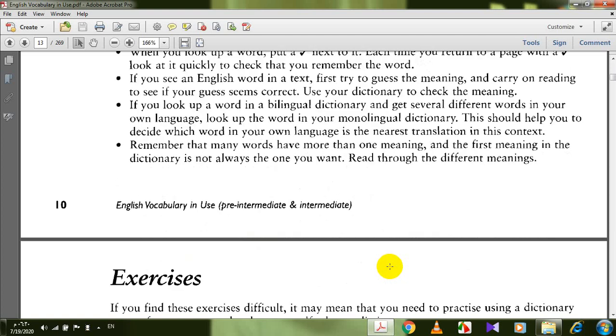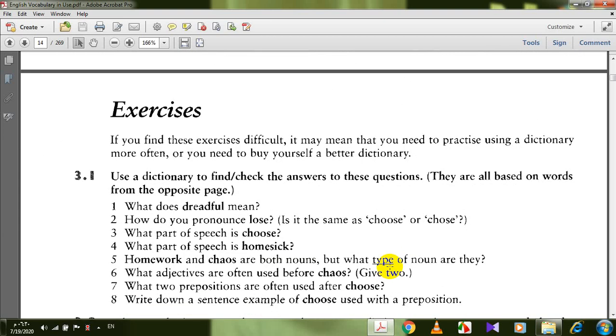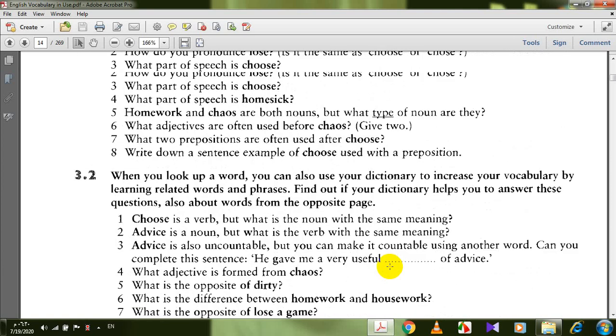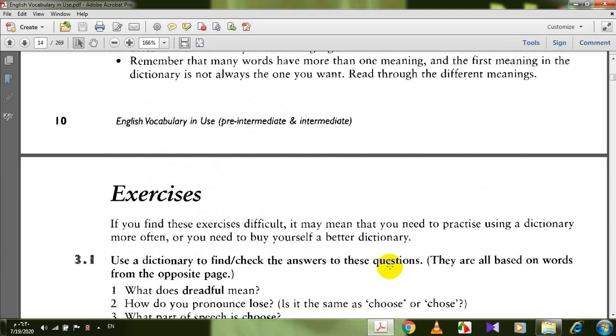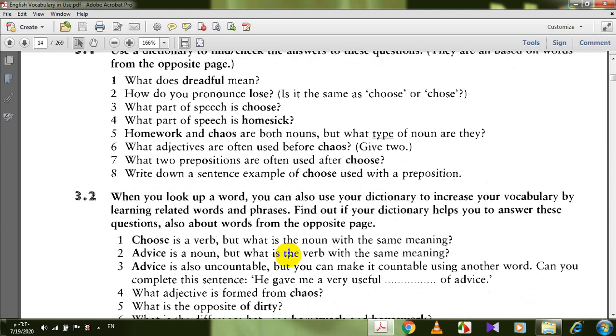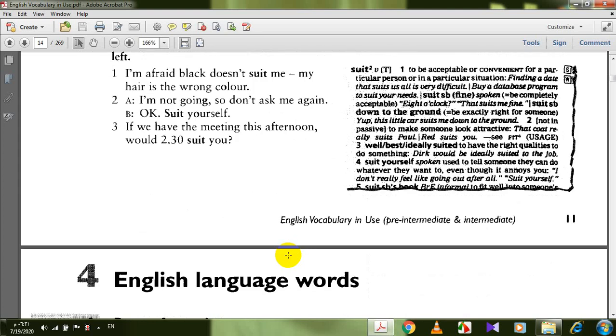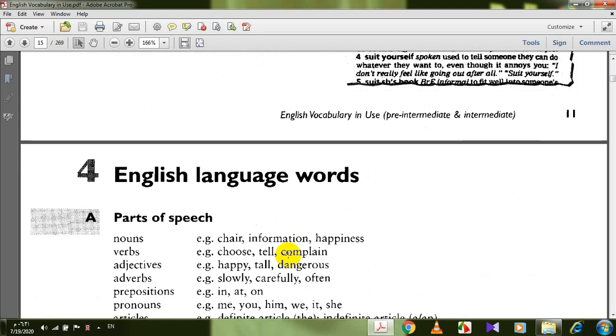So let's go to the exercises or the drills. We have 3.1, 3.2, 3.3, 3.4. You can do these things by yourself. It is easy, actually, for you to do these things on your own. I think it's a good idea to stop here. So let's call it a day.